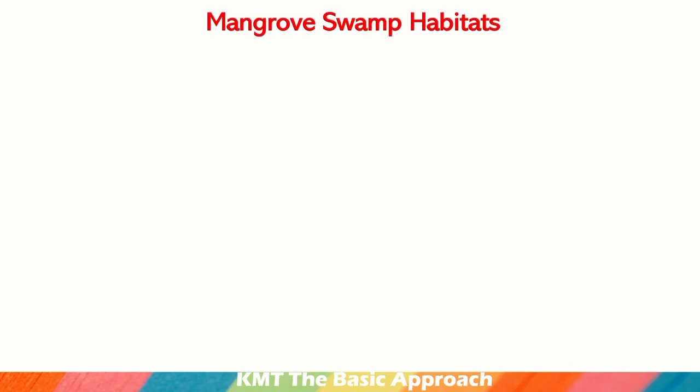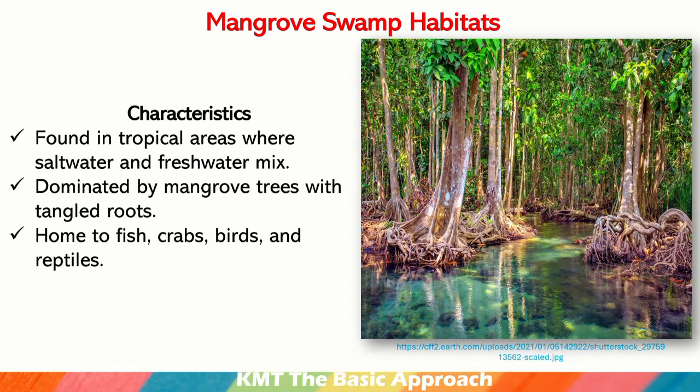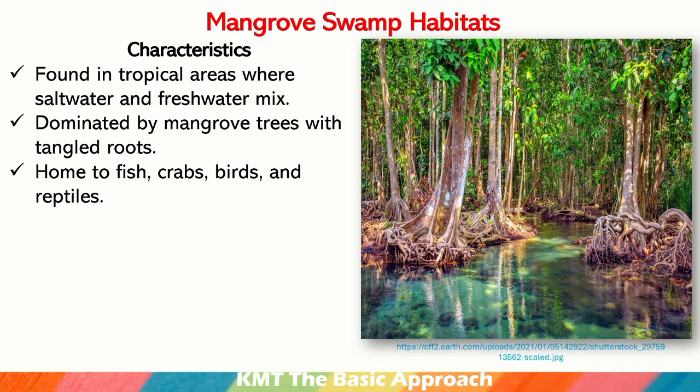Mangrove swamp habitats. Characteristics: found in tropical areas where salt water and fresh water mix. Dominated by mangrove trees with tangled roots. Home to fish, crabs, birds, and reptiles.